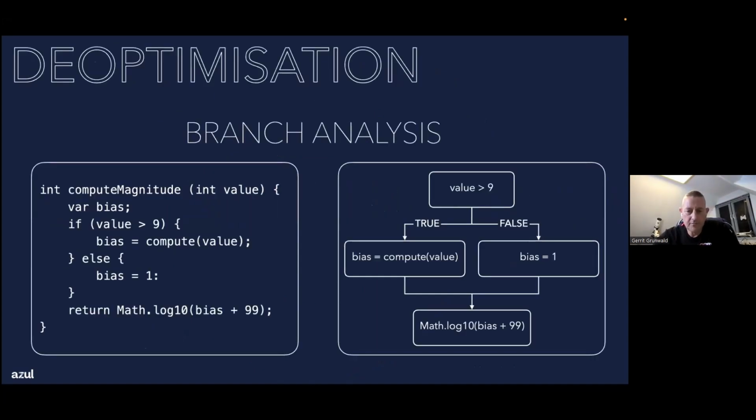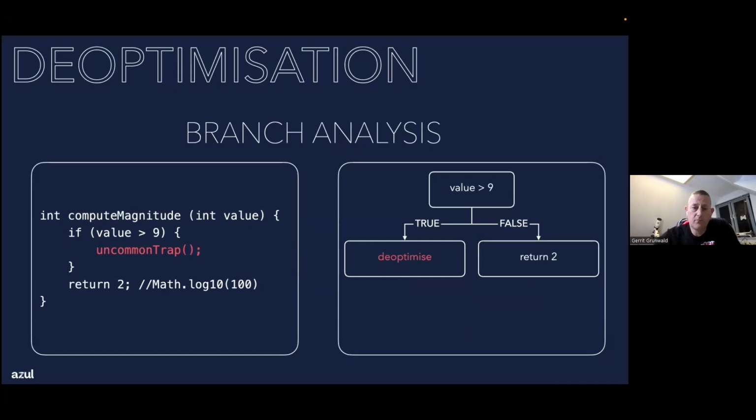If we have some code like this on the left side here, which is just a method that computes the magnitude of a given value, we see it checks the value. If it's greater than 9, it computes the bias, and if not, then the bias is just 1, and then it returns the Math.log10 of bias plus 99. This is the method. And if now, for example, the value was never greater than 9, right? That means in principle, the result is always 1. Then we can do something like this. And this is what the compiler will do.